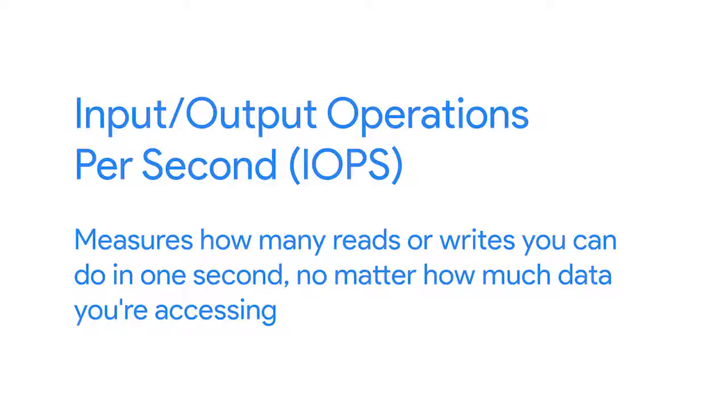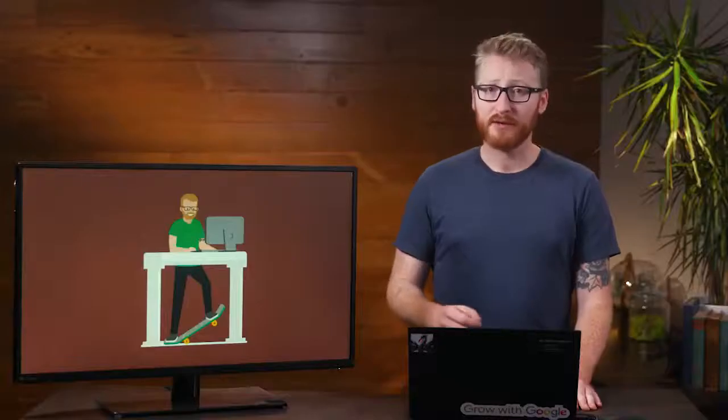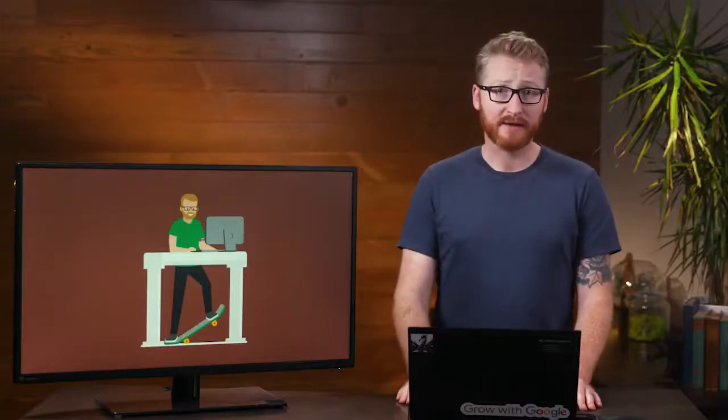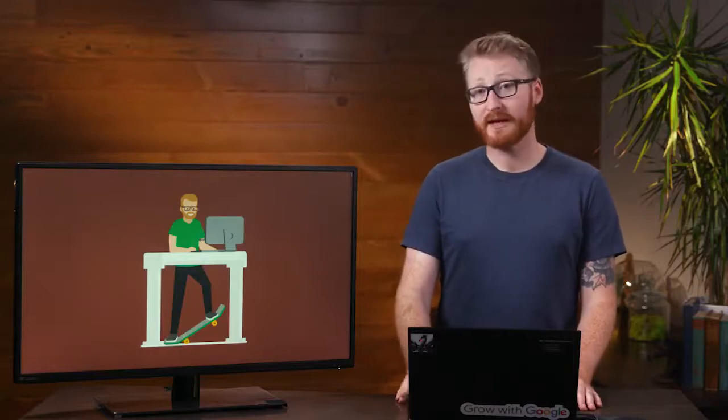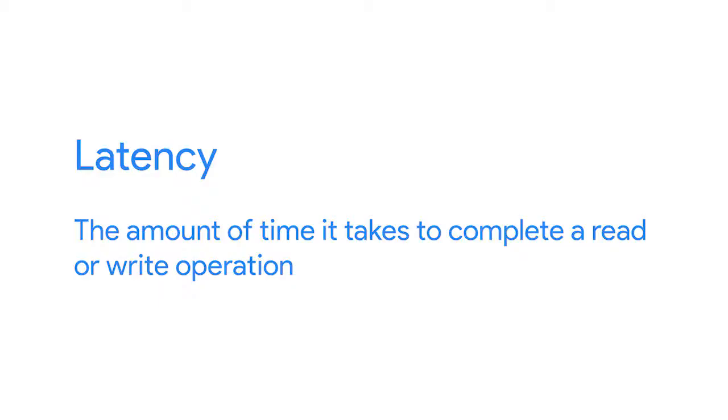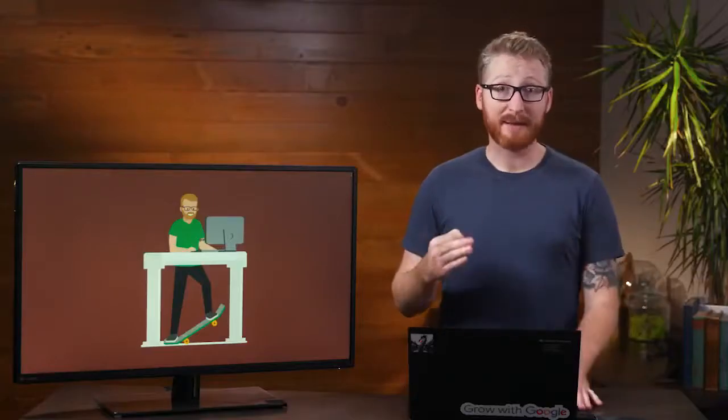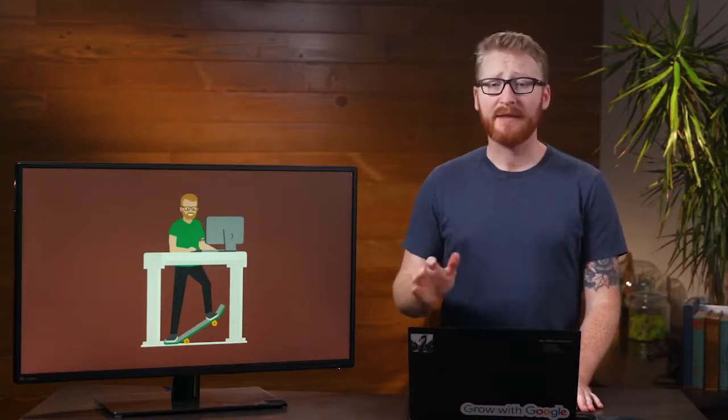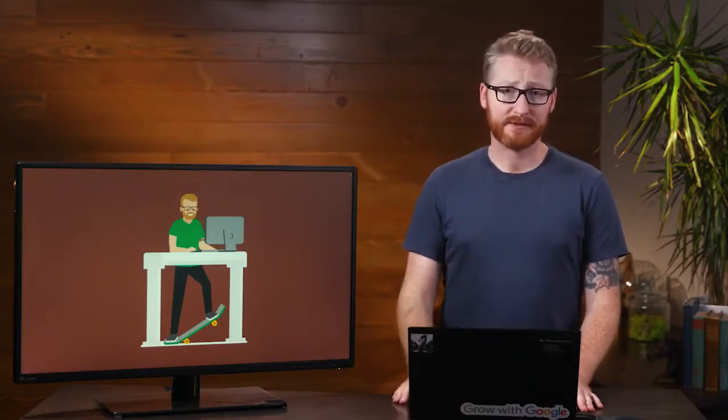writing. IOPS, or input-output operations per second, measures how many reads or writes you can do in 1 second, no matter how much data you're accessing. Each read or write operation has some overhead, so there's a limit on how many you can do in a given second. And latency is the amount of time it takes to complete a read or write operation. This will take into account the impact of IOPS, throughput, and the particulars of the specific service.